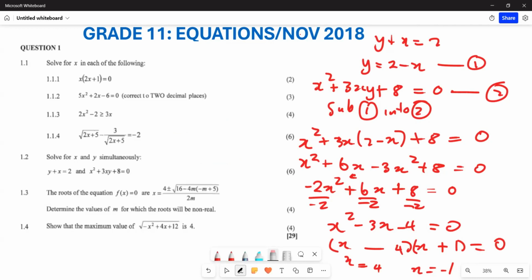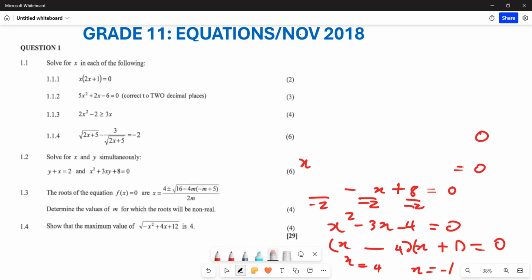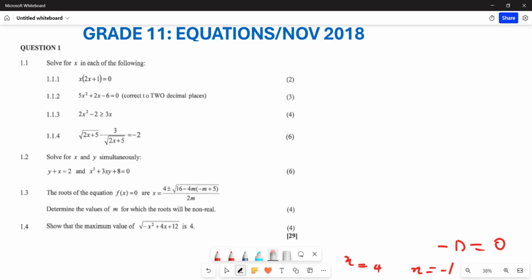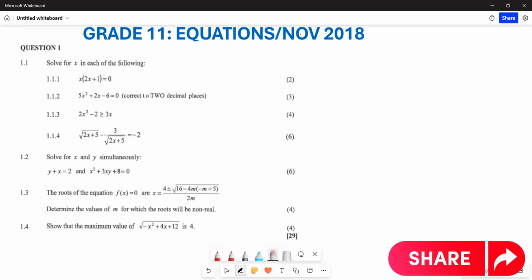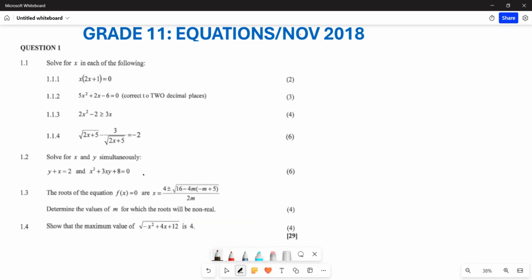Hopefully this makes sense. Now let's just move swiftly along now to our 1.3, right? To see in terms of how can we solve our 1.3. Now, in our 1.3 we are given natures of roots. Now, how can you solve for these natures of roots? Already they say the root of the equation f of x is equals to 0, x is equals to, this is going to be the root that you are given. They say determine the value of n for which the root will be non-real.